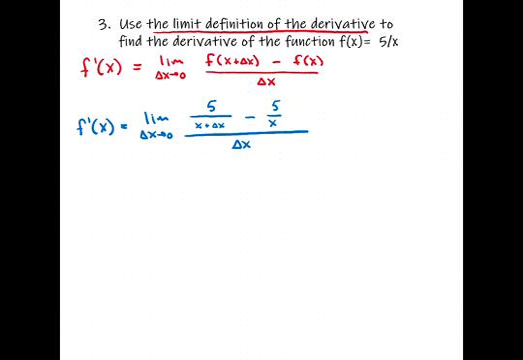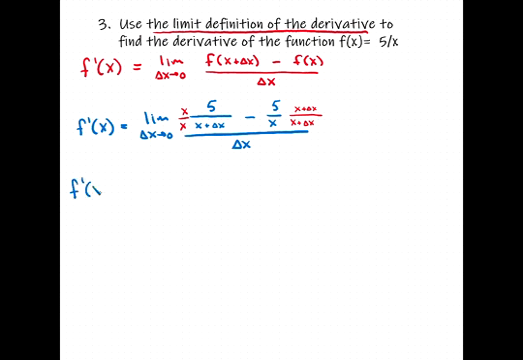It looks like we have a compound fraction here, fractions inside of fractions. So let's do a little algebra, and let's get rid of the fractions within the larger fraction. Okay, so let's get a common denominator in the numerator, so we could multiply this first fraction by x over x, and this second fraction by x plus delta x over x plus delta x. We get a common denominator in the numerator.